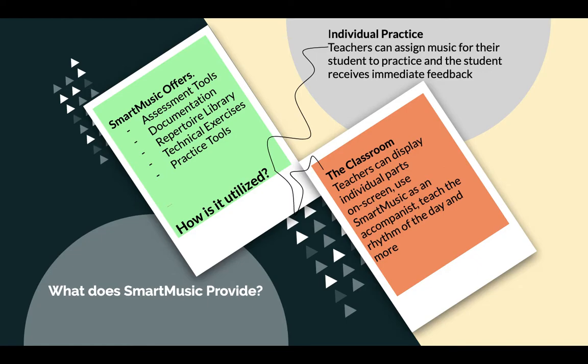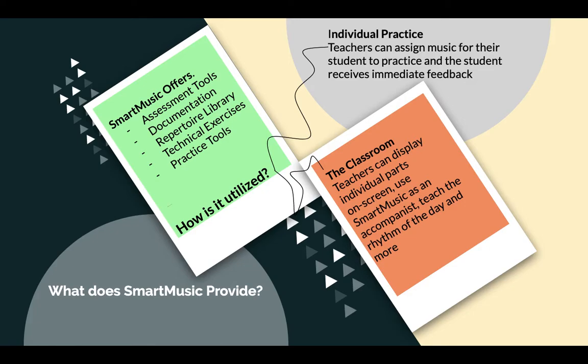And then we ask, how is it utilized? Well, we see the little squiggly line pointing to individual practice. It's utilized in individual practice because teachers can assign music for their students to practice at home, and then the student receives immediate feedback. They know what they've done wrong, and they are given actual tips on what they can do better. And they're shown the correct way, whether it's in band, the correct fingering for notes, or in choir, what the right notes sound like.